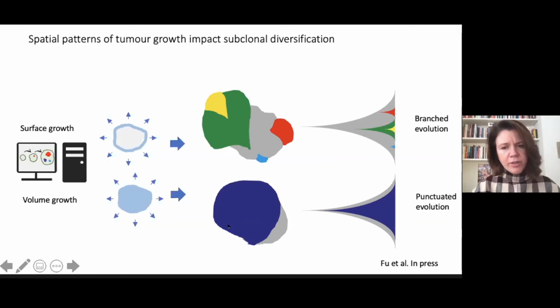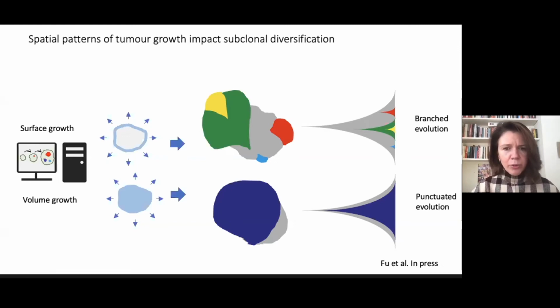And these tend to coincide with a punctuated evolutionary pattern. So there is a rapid clonal sweep when an appropriately fit clone emerges. And as you can see, the outline of these tumors is relatively smooth. So does this bear any relevance to what we see in patients?